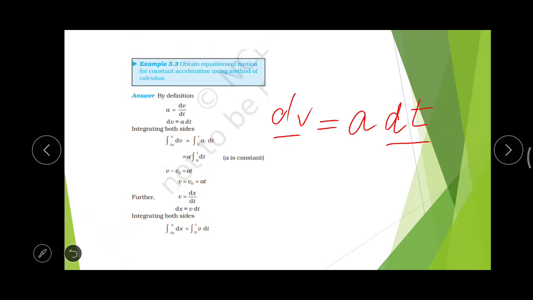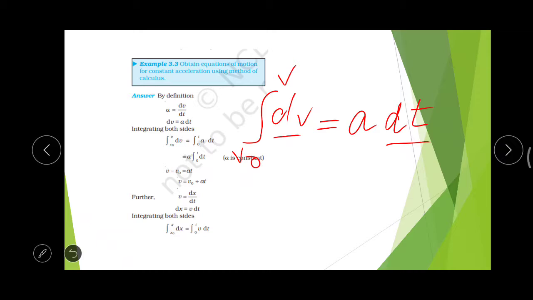Now, in this solution, you know that on the integration the limits are applied. Limits are applied in the sense that if the integration sign has values given on the bottom and upper portion, that means the limit is applied. So we have to consider the limit also. Here, the velocity has the limit v0 to v.